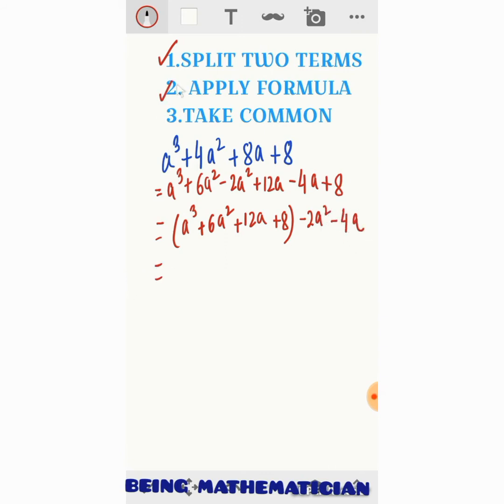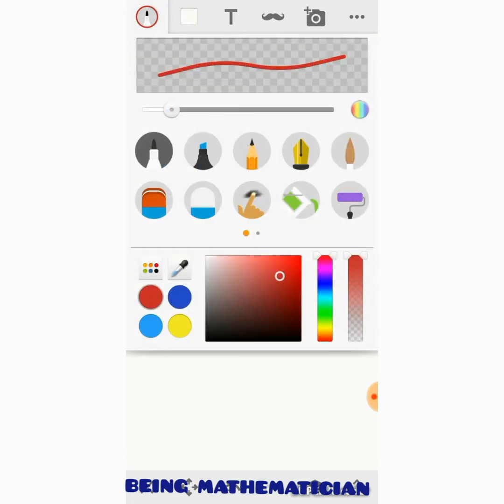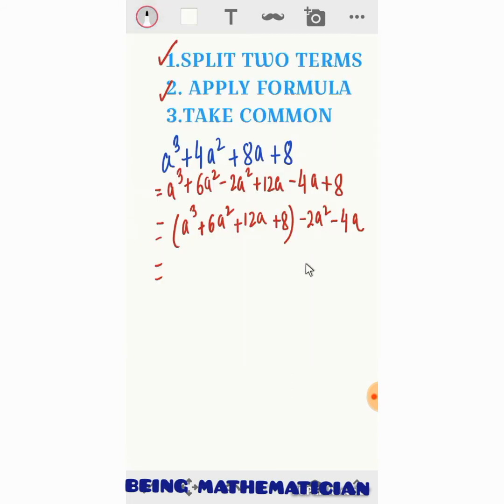So apply formula. We can apply the formula here, a plus b whole cube, that is a cube plus 3a square b plus 3a b square plus b cube. Now we can apply this formula for this. That is a plus 2 whole cube minus 2a common, a plus 2.